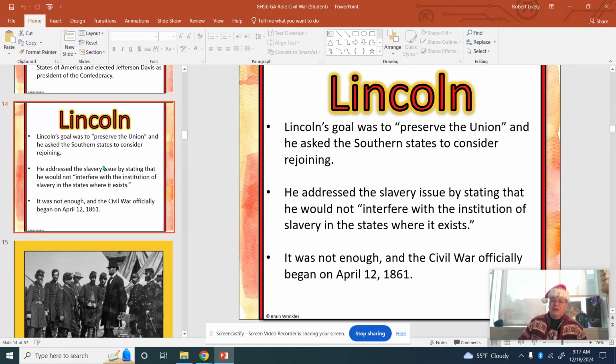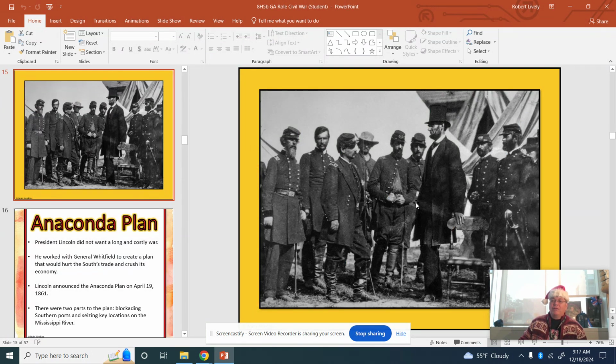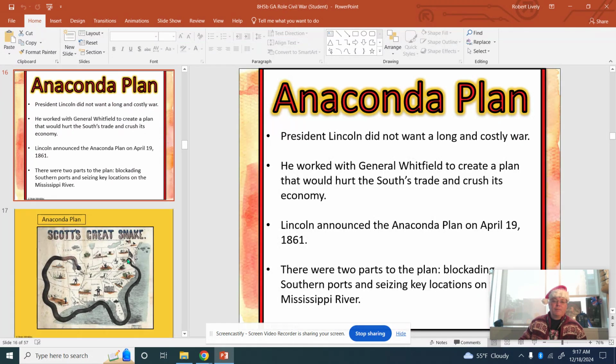So let's talk about Lincoln for a second. Lincoln's goal was to preserve the Union. He said it time and time again in all his speeches. He asked the Southern states to consider rejoining. He addressed the slavery issue by stating that he would not interfere with the institution of slavery in states where it already existed. So basically what he's saying is, Georgia, if you want to keep your slaves, but we're not going to have any new slave states. However, it was not enough, and the Civil War officially began on April 12, 1861. Photograph of Lincoln. You can see he was a tall, skinny fellow.